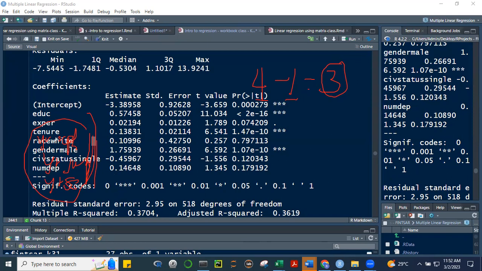Just like this, no? Race white, how do we interpret this point 1? Okay, let's just assume that this is significant. O, ito na lang, gender male, kasi significant siya. Si race kasi hindi significant, eh. What's the meaning of 1.76? Let me just drop the other to 2 decimal places na lang. 1.76. Anong ibig sabihin niyan?